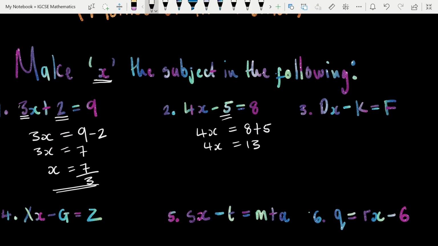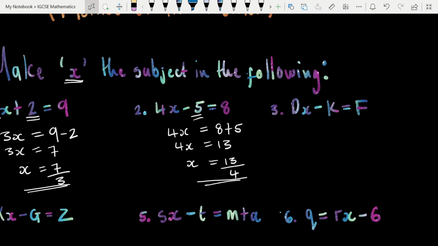Now I then take the 4 to the other side. What is 4 doing? He's multiplying. If he goes to the other side, what will he do? The opposite of that. What is it? Divide. So x will be equal to 13 over 4. And this will be your final solution. You're done. Let's go to number 3. dx minus k is equal to f. Remember, we are making x the subject.